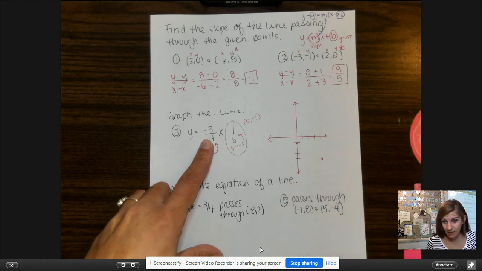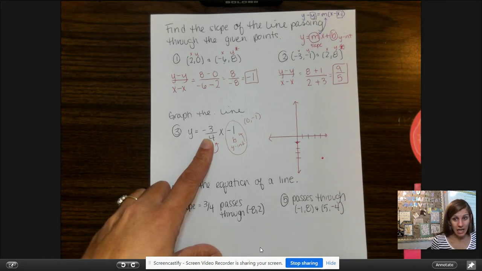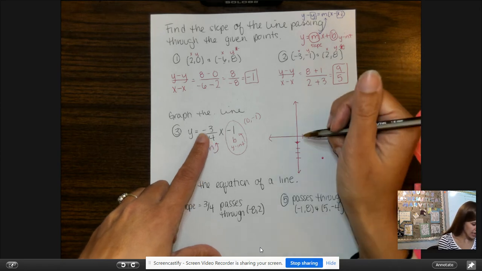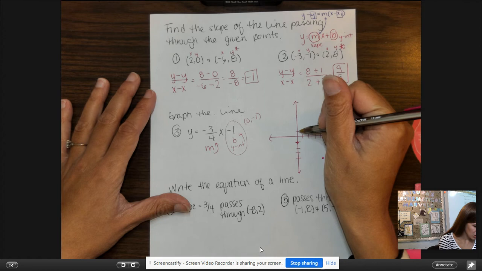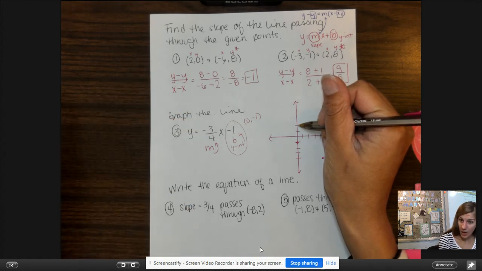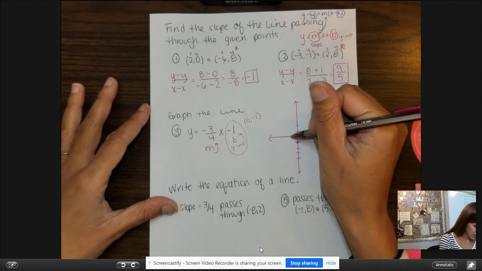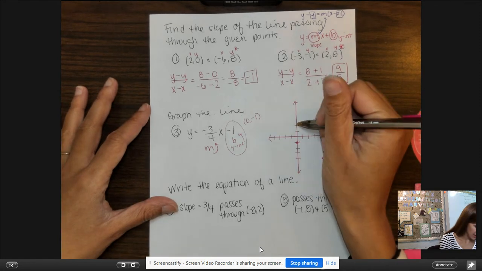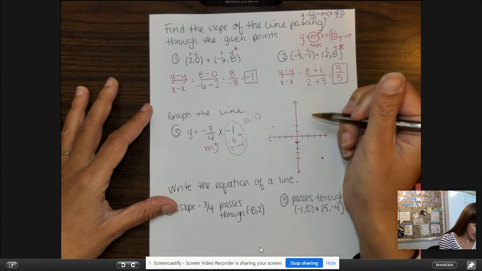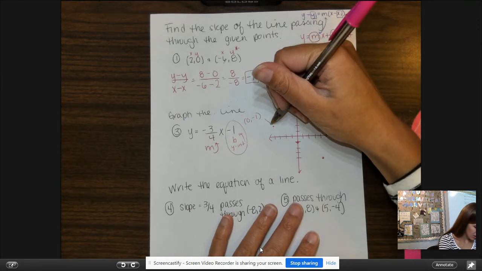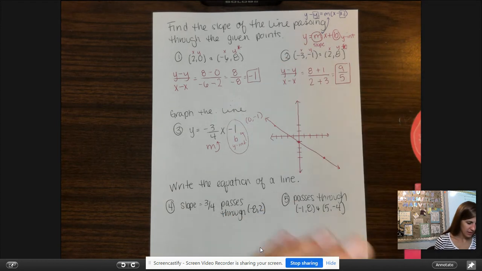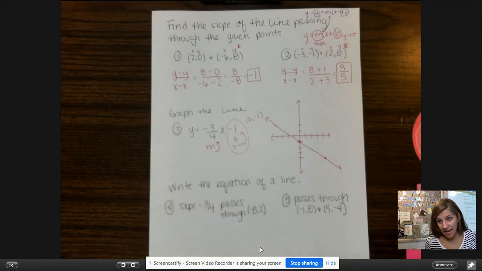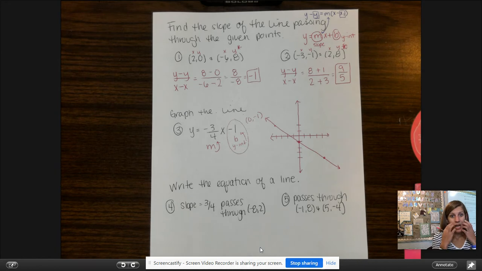Now 2 is enough. I could graph my line right now, but I could also go the other direction. So instead of making the 3 negative, I could go 3 positive, 1, 2, 3, and then go negatively 4. So left 4, 1, 2, 3, 4, and plot that point there. And they all lie on the same line. So that's good and makes sense. And my line looks like it's negative, which it should.